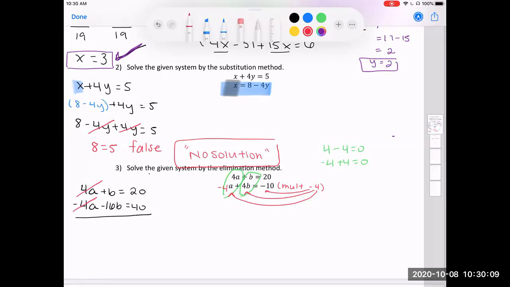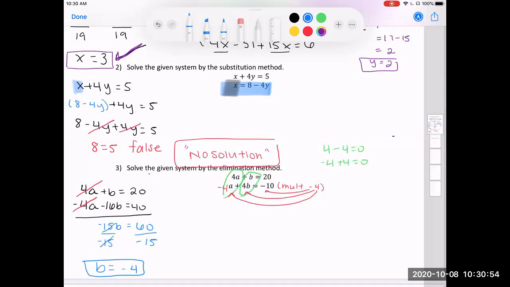All right, so we see that those add to make 0. That's what we wanted. 4A minus 4A is 0. We're left with B minus 16B. That gives us negative 15B. And we're left with 20 plus 40, that gives us 60. All right, 60 divided by 15 gives us 4. We're dividing by negative 15. So b is equal to negative 4. That's our first part. We want a point. If you're given letters other than X and Y, it's always by order of the alphabet. So A comes before B. So for my answer, I need A comma B.